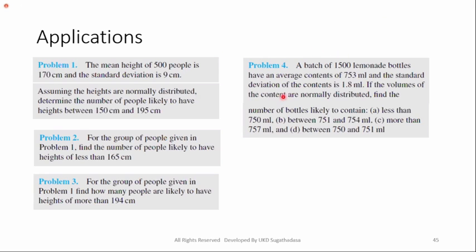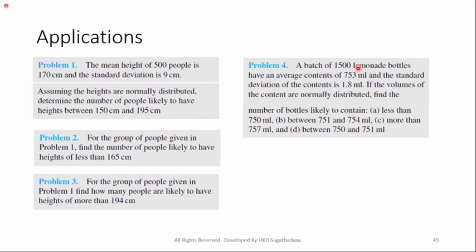Read the question, right? A batch of 1,500 lemonade bottles have an average content 753 milliliters, right? What is this value? How to explain this problem? Normally, if you see the lemonade bottle, you can't see the bottle content, nobody wants to specify 753, no? Should be 750, no?